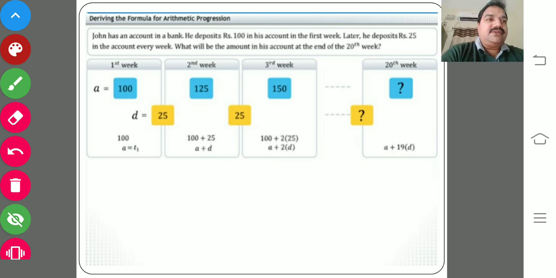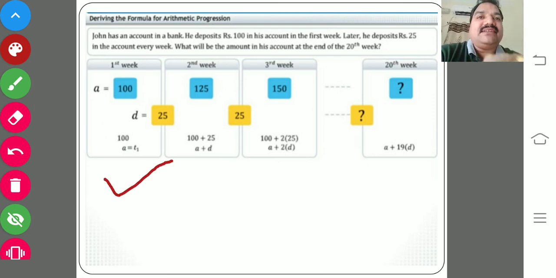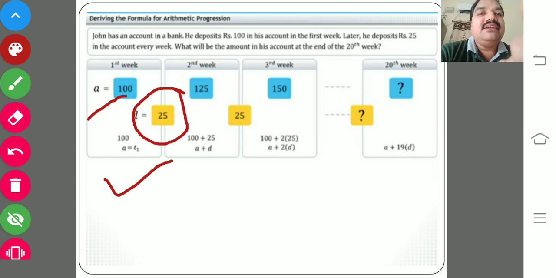You just observe the third one. John has an account in a bank. He deposited how much in the first year? 100 rupees. So in the first week he deposited 100 rupees. So A equal to 100. But from the first week to the second week he deposited 25 rupees.